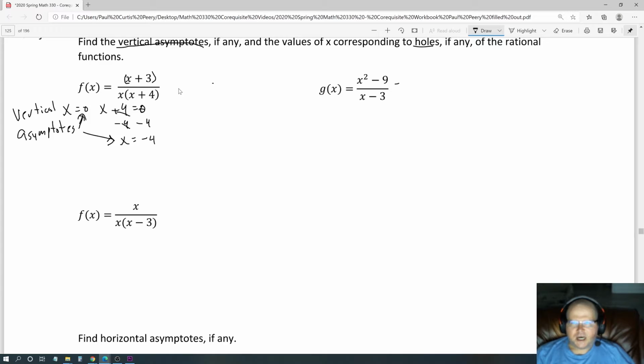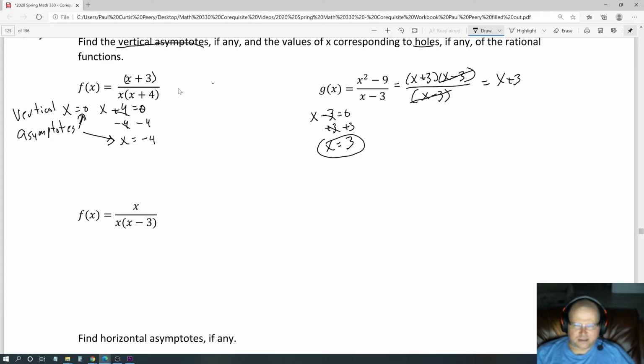In the next case, not everything's factored out, so let's factor everything, including the numerator. Now we still set the denominator equal to 0, which gives me x is equal to 3. Now the thing is that what gave me x equals 3, this part right here canceled out with that, leaving me x plus 3, right? Now, since that canceled out, this is no longer a vertical asymptote, this is a hole. So we have a hole right there.